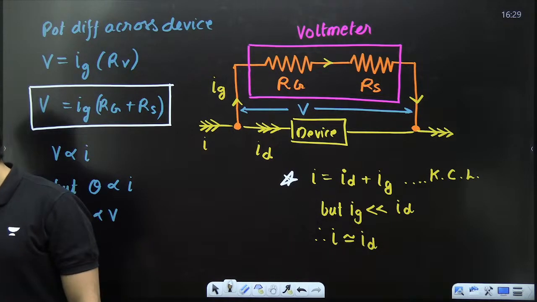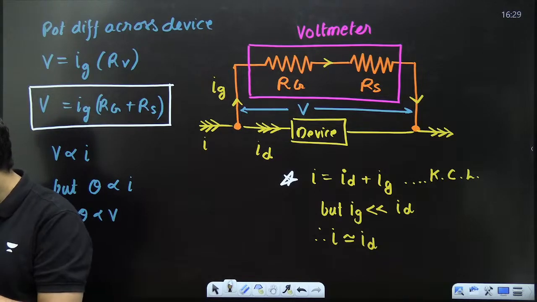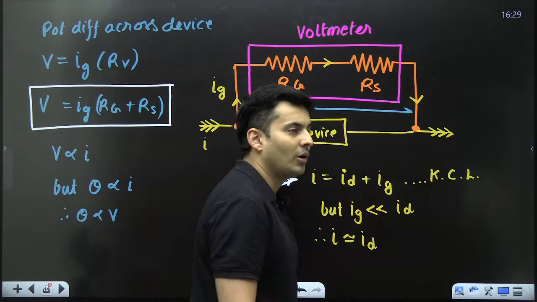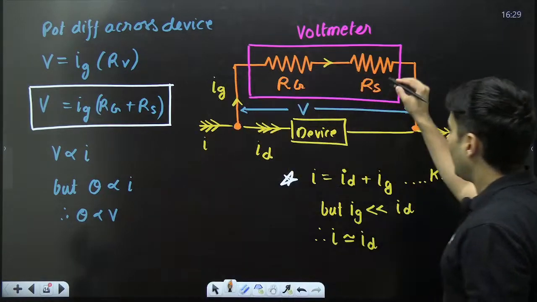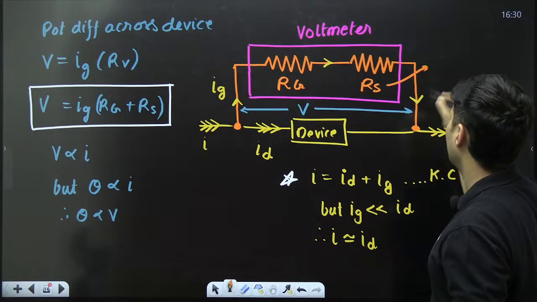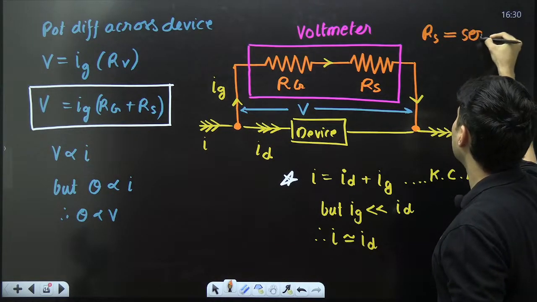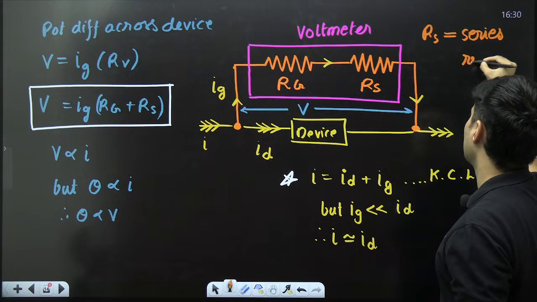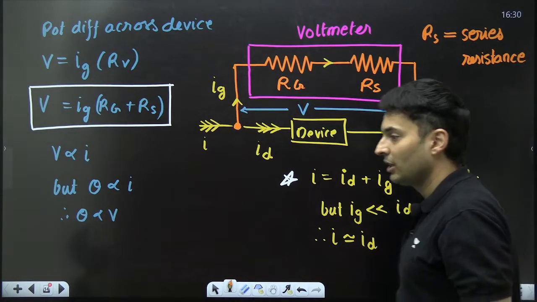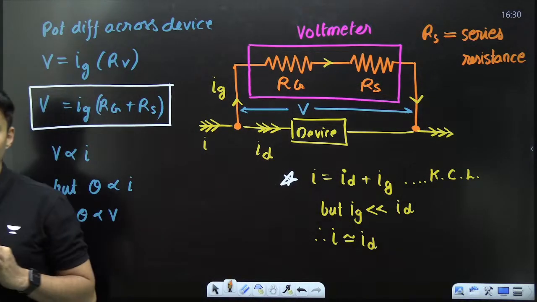RS means stopping potential? How is RS going to be stopping potential? No, it is not shunt. What is RS? Thank God you guys asked. I told you this also while I drew this diagram. RS is nothing but series resistance. S stands for series, not shunt, not stopping.